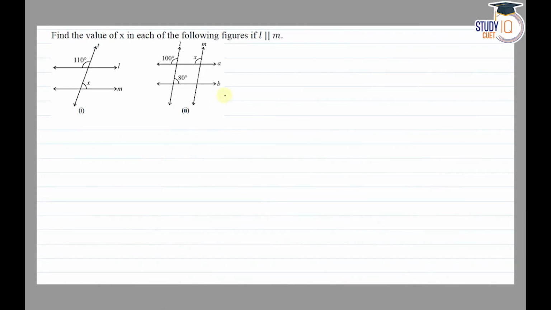Hello everyone, this question appears in class 7th NCERT chapter of lines and angles. This is fourth question of its exercise 5.2. So the question says that find the value of x in each of the following figure. L is parallel to M.